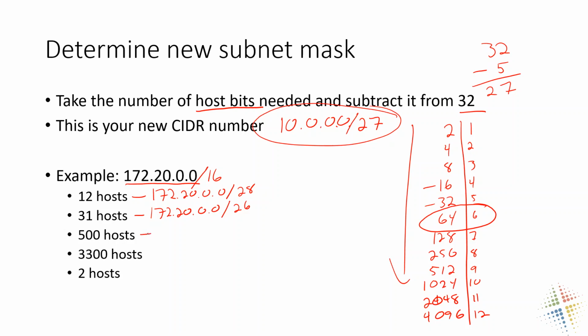500 hosts. Well, this is where I'm glad I had enough screen resolution in order to keep writing beyond just the first few bits. 500 hosts plus 2 for network and broadcast, I now have 502 hosts. I keep scrolling down here and I find 256 no, 512 yes. So that means I need 9 bits. So my network address, 172.20.0.0, 32 minus 9 is going to be 23.